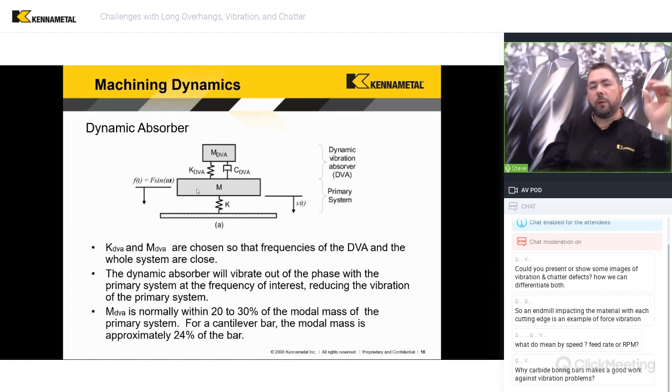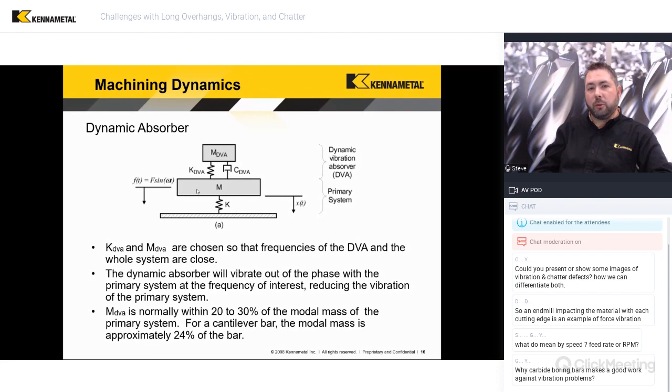Not a completely different idea here with the boring bar, but the biggest change that we're going to make is we're going to add a dynamic absorber. And this is what's really critical to how the vibration-free boring bars work. So behind the head there, we have a section that does contain a dynamic absorber. What that dynamic absorber is, it's a mass, basically a mass spring damper system.